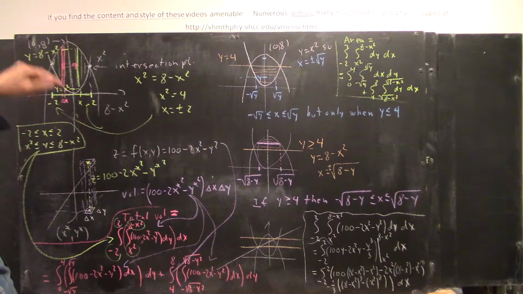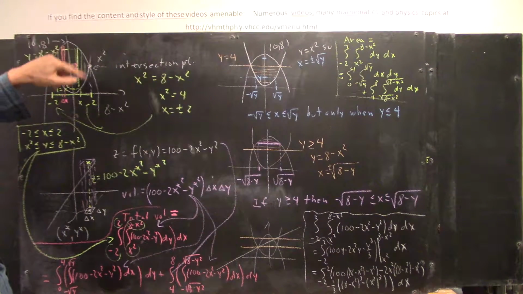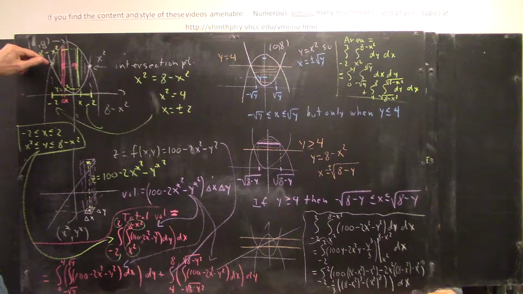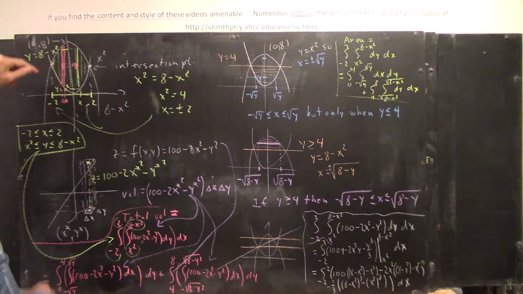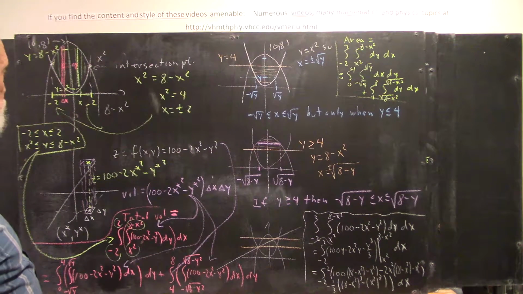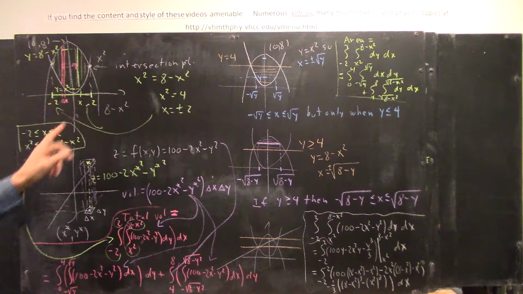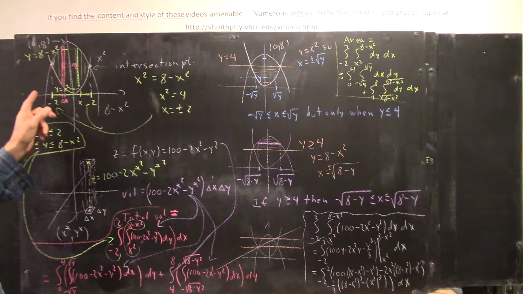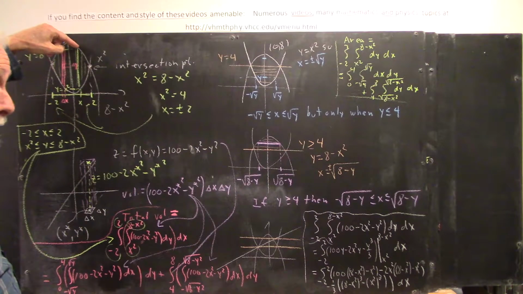So, we know that the smallest value of x that can occur in this region bounded by these two curves, since both curves widen as x increases, is going to occur at the intersection point. So the minimum value of x will be negative 2, the maximum value of x will be 2. We can describe this region in a number of ways. One way is saying x goes from negative 2 to 2, and for every value of x, y goes from x squared up to 8 minus x squared.